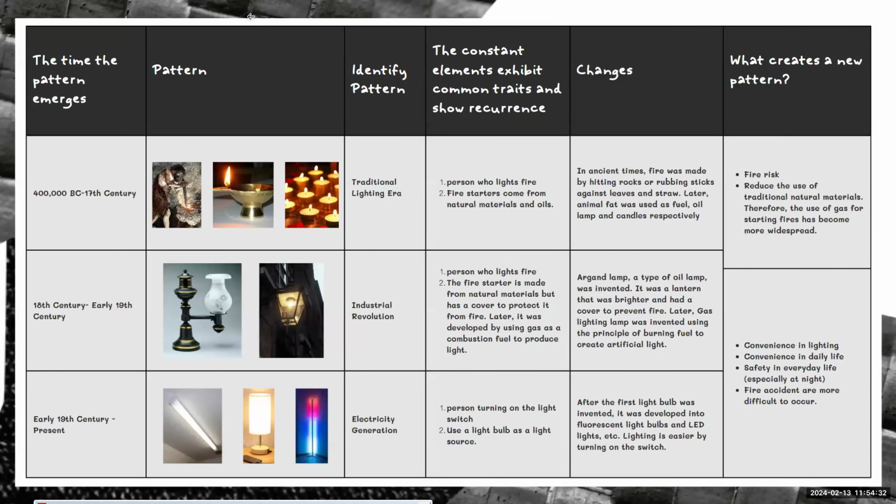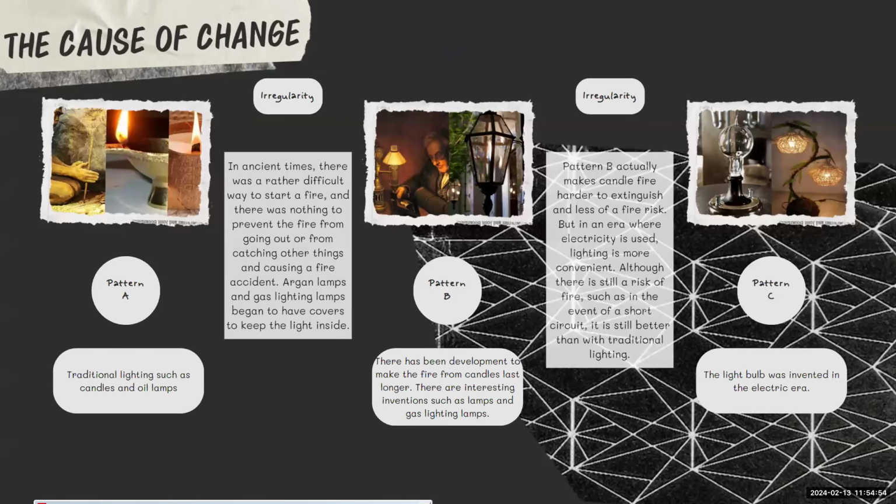In this generation, the light bulb happened, and other types of light have been invented more. For the cause of change, in ancient time, there was a rather difficult way to start a fire, and there was nothing to prevent the fire from spreading, causing fire accidents.